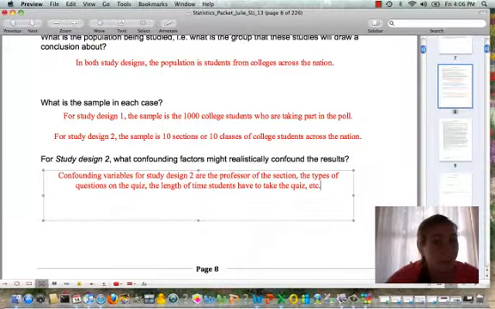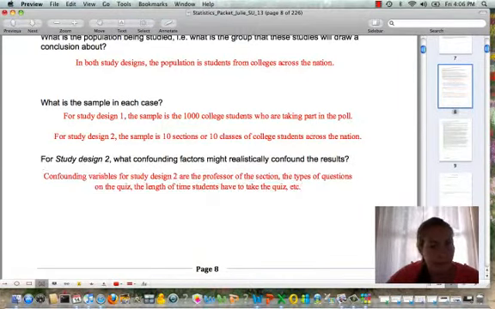And I'm going to end this with an etc. because there may be other confounding factors that you have thought of that you could add to this list.